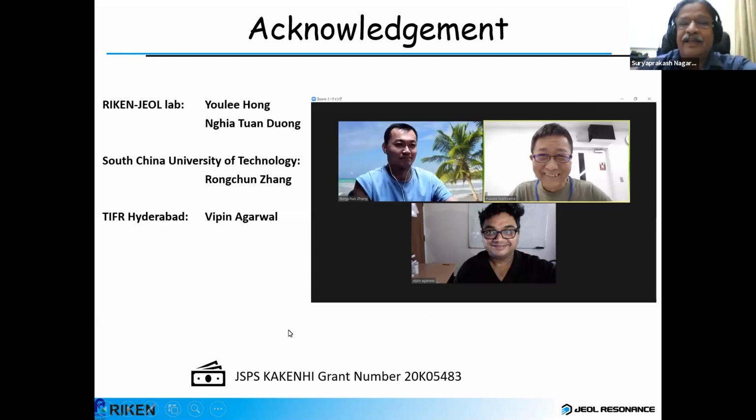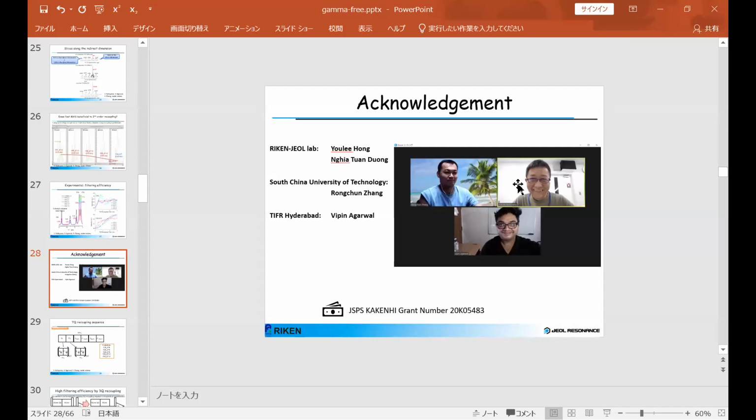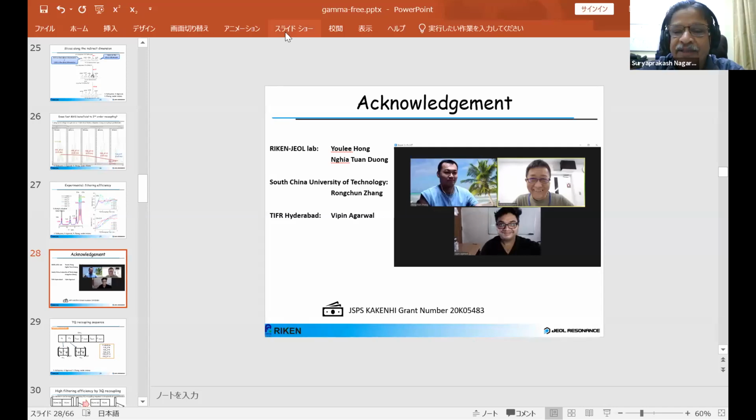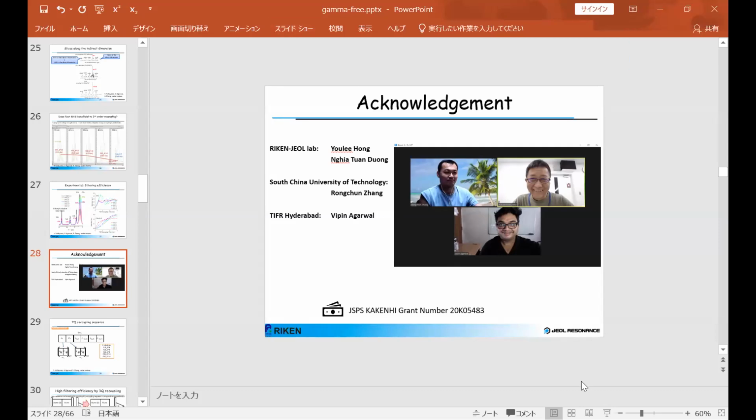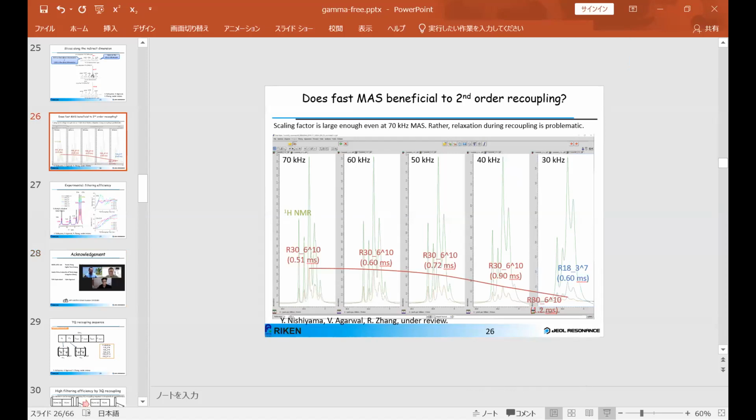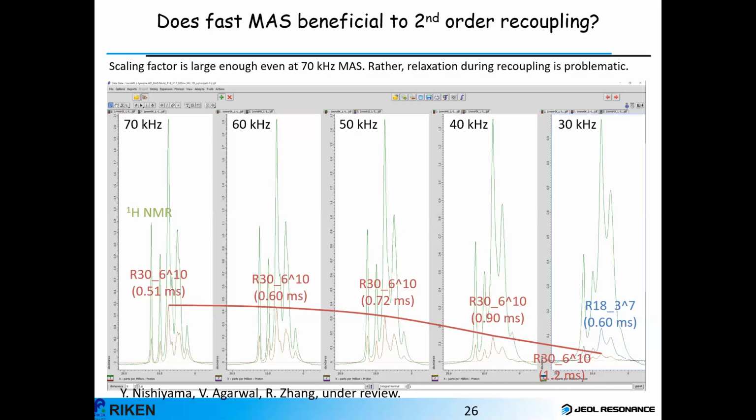I have a question, but I'm not sure the raise hand feature is really working. Okay, Amrit. Is it Amrit? Yes. Okay, Amrit, you can ask the question. Yeah, Nishiyama-san, that was an excellent talk and really nice work. Thank you. I had a question: can you comment on the MAS dependence? Because most of your experiments were performed at about 70 kHz. What do you think about the implications of gamma-free recoupling at about 40 to 50 kHz spinning frequency, and conversely, even at higher frequencies up to 100 kHz, because there you'll be more limited by the RF fields, right?